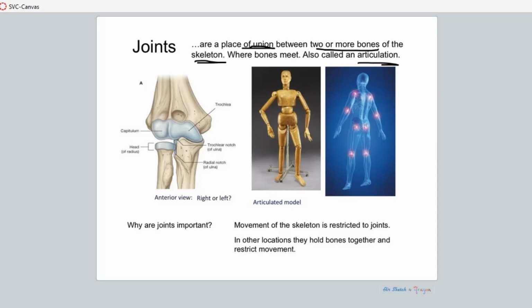So why are joints important? Well, movement of the skeleton is restricted to the joints. Wherever there's movement of the skeleton, the reason that's able to occur is because there's a joint in that area. In other locations, though, joints restrict movement. They hold things together. So they do have multiple functions.